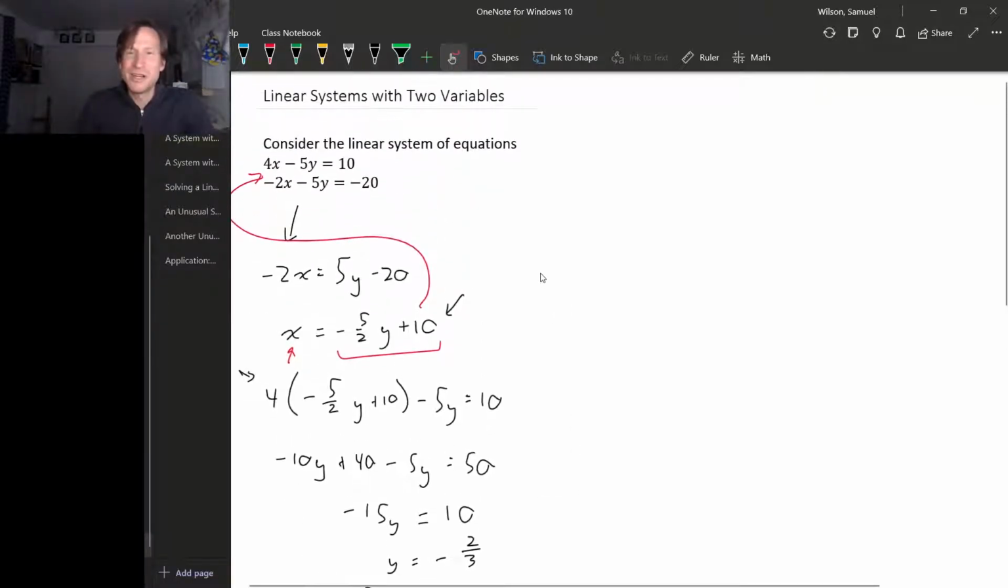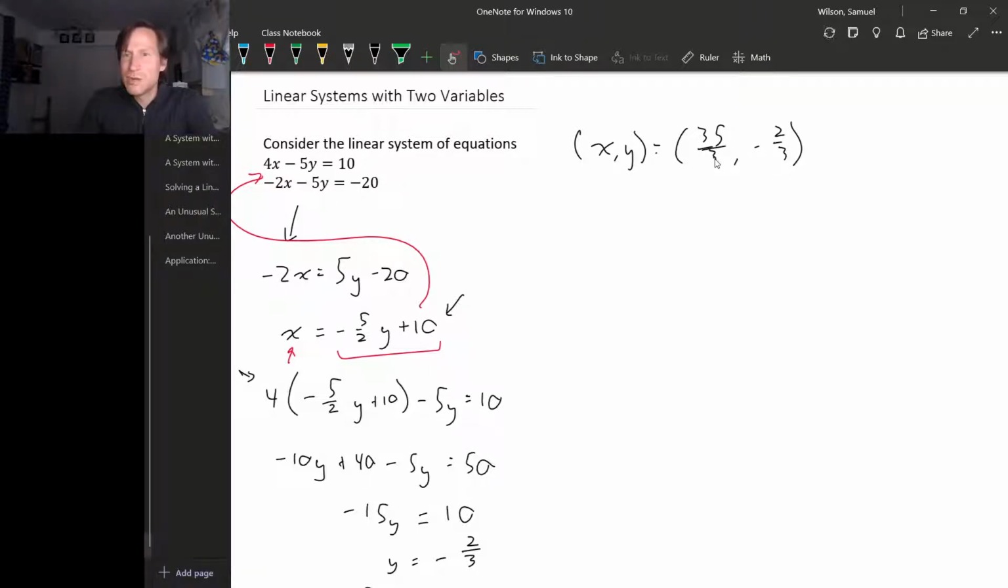Okay, so the x and y that we got are 35/3 and minus 2/3. So we can check if this is correct by plugging it into the original equations and just seeing if both equations become true. So if we plug this into the first equation, remember our x value is first and our y value is second, we get 4 times 35/3 minus 5 times negative 2/3, and we have to check, is that equal to 10?